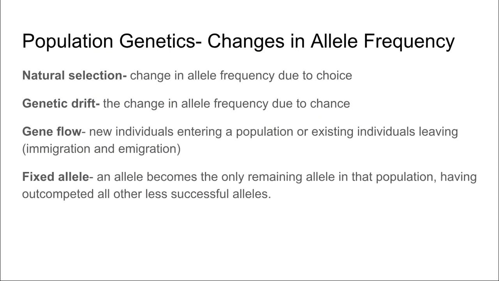By being able to calculate these changes in genetic variation, we can use the population genetics that we also used in Module 5, and we can see changes in allele frequencies. Natural selection, a process which we're very familiar with, does cause changes in allele frequency, and this is due to choice. Genetic drift is where we see changes in allele frequency due to chance. When we talk about gene flow, we're talking about new individuals entering a population or existing individuals leaving. These are called immigration or emigration. A fixed allele is an allele that becomes the only remaining allele in that population, and therefore it has outcompeted all of the other alleles.